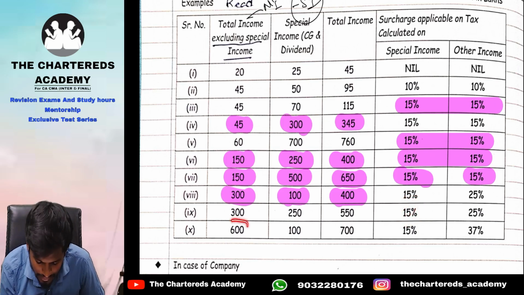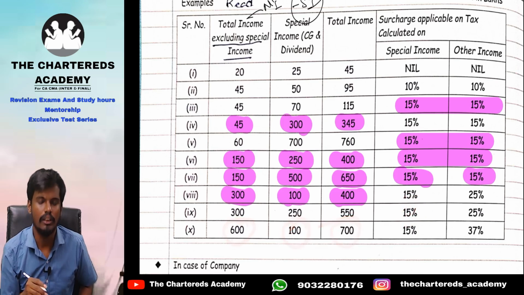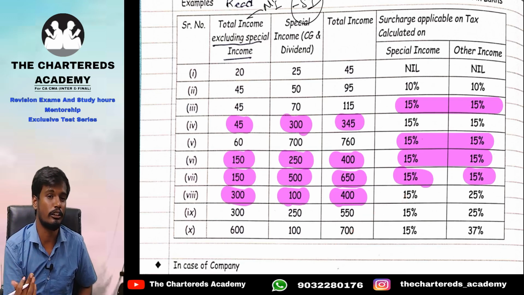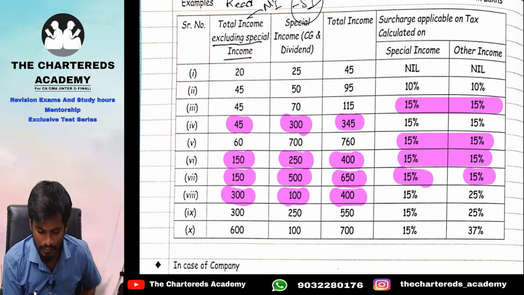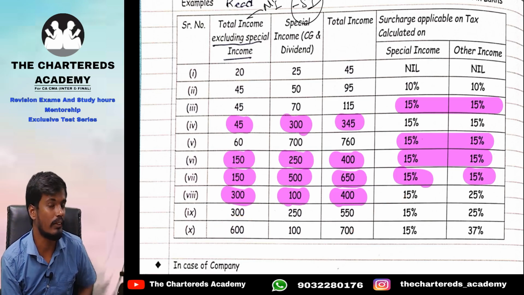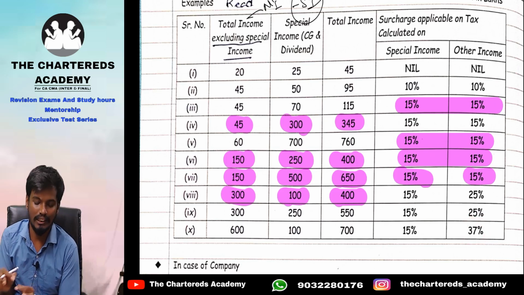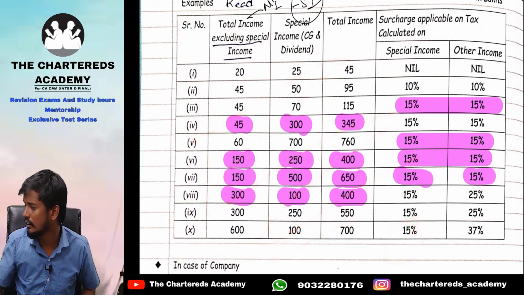Sir, your normal income is 6 crores. Your specified income is 1 crore. Total 7 crores. Sir, is your total income exceeding 2 crores or not? Sir, my total income is exceeding 5 crores. So my surcharge rate is 37%. But how to charge? Your normal income itself is exceeding 5 crores, so your surcharge rate is 37%. Whatever the remaining specified income, you charge the 15%. This is the way to calculate the entire thing, sir. Okay.